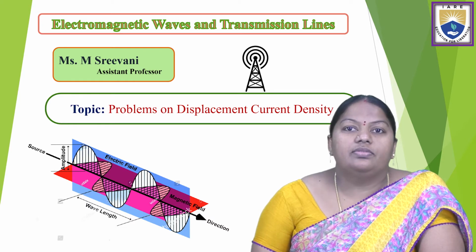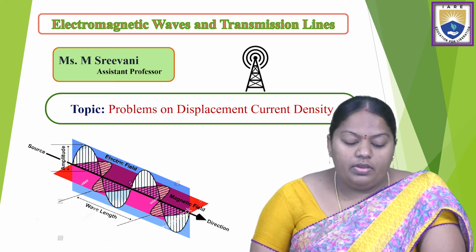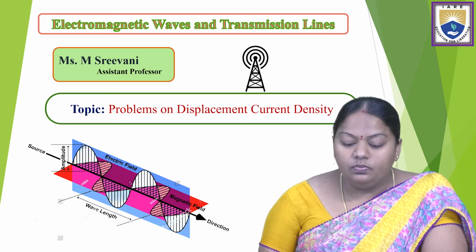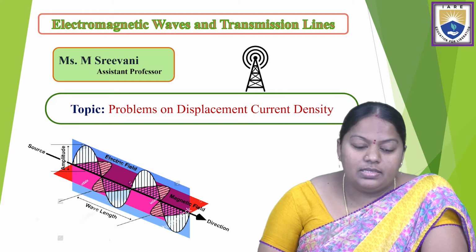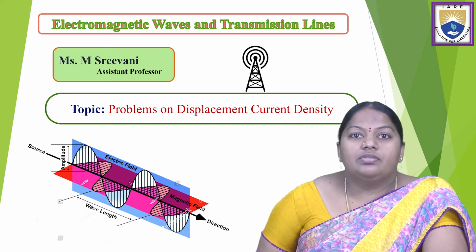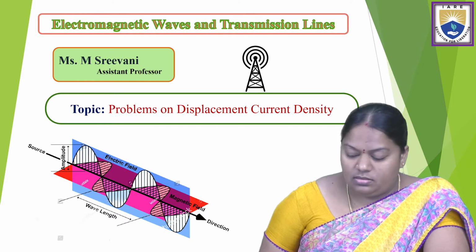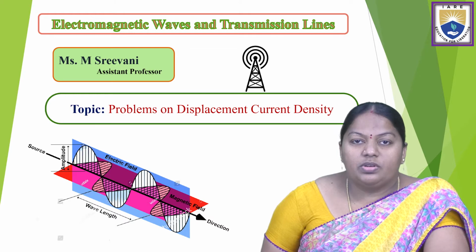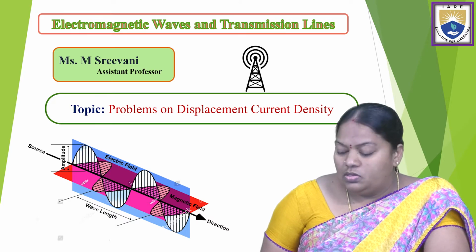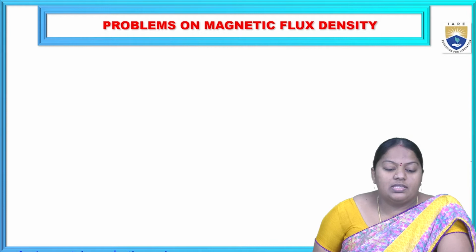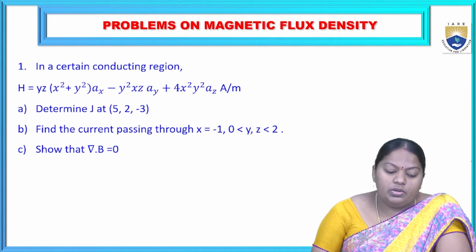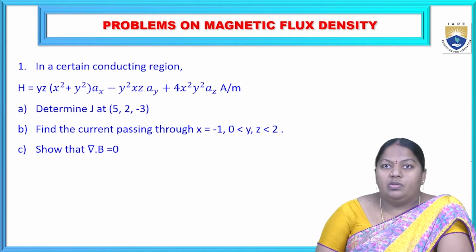In today's lecture, we are going to solve problems on displacement current density in electromagnetic waves and transmission lines. Before solving some of the problems based on displacement current density, what is the mathematical equation to represent it, and how is it related to the electric flux density? Based on that, we'll solve some of the problems.